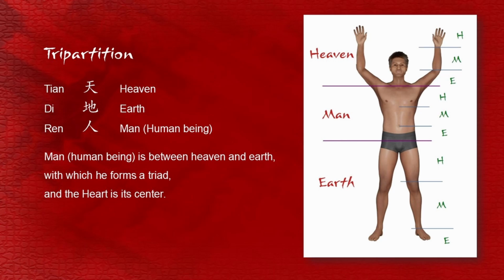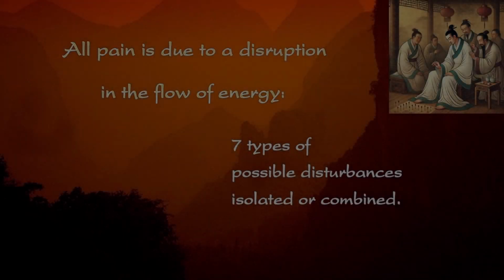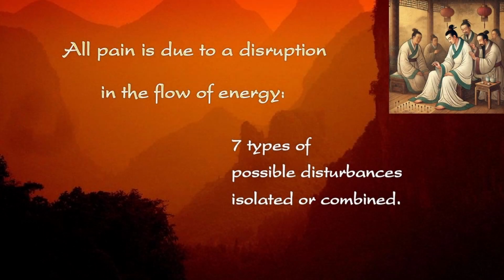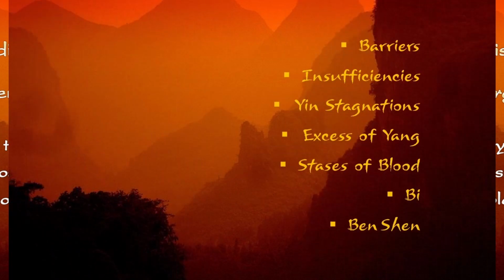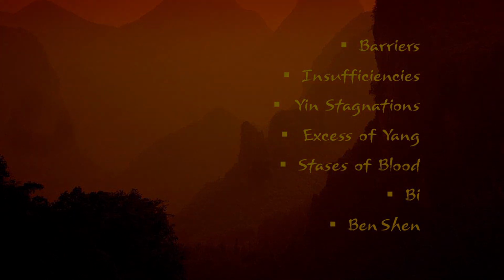So we can only find a barrier pathology at the level of the wrist, the elbow, the shoulder, the diaphragm. We can start to list the different disturbances that can occur, the cause of musculoskeletal pain essentially. We mentioned earlier that all pain is due to a disturbance in the circulation of energy. Now, there are different variations in these disturbances, and that's the whole point of the energetic diagnosis that we are going to do. There are 7 types of disturbances that can be isolated or combined to create the pathology of a particular person. We will come back to these different pathologies shortly. These are the barriers, the voids, the stagnations of yin, the excesses of yang, the blood stasis, the pi.